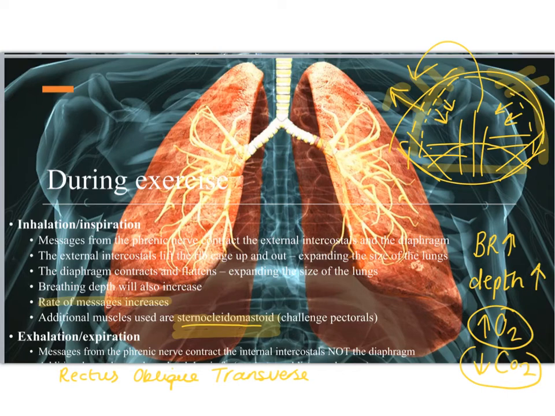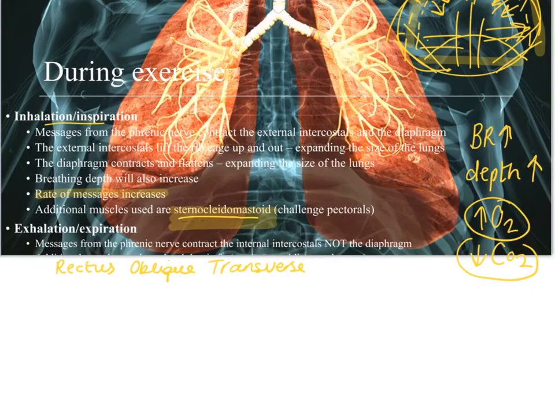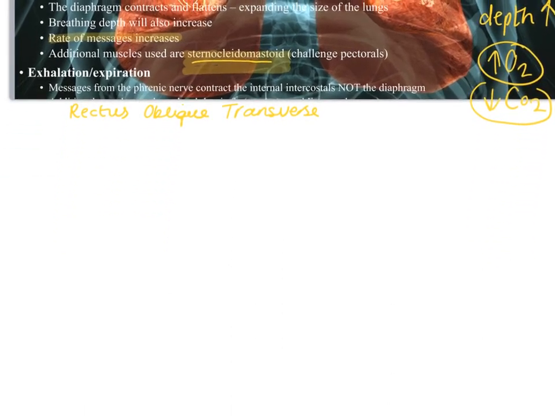And if that happens quicker, we can then start the process of inhalation again and get the external intercostals working fast with the sternocleidomastoid, bringing it out to increase the thoracic cavity to draw the air in. And this can then happen faster. So let's just review what happens.